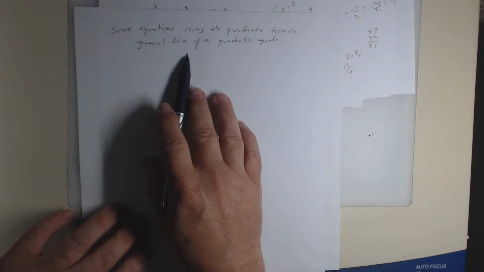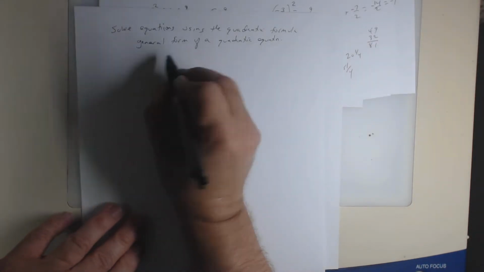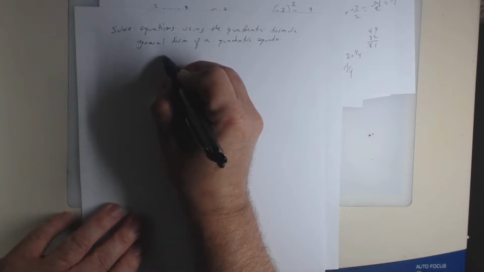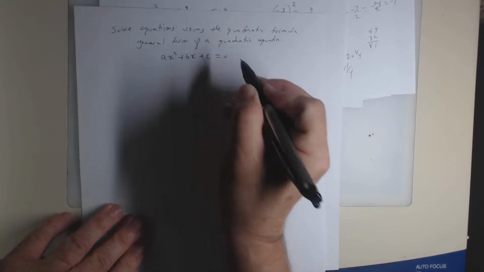Okay, so the general form of a quadratic equation. Remember, the general form looks like this. It's ax squared plus bx plus c equals 0. So if you're going to use the quadratic formula, 0 has to be on the other side.